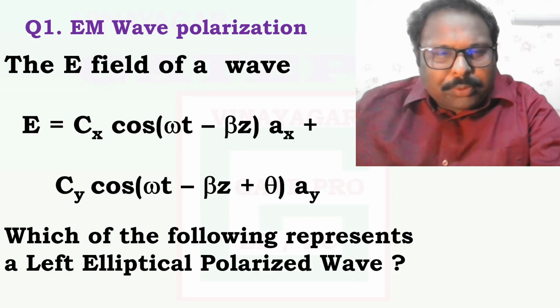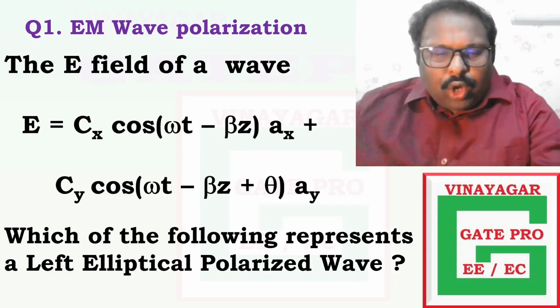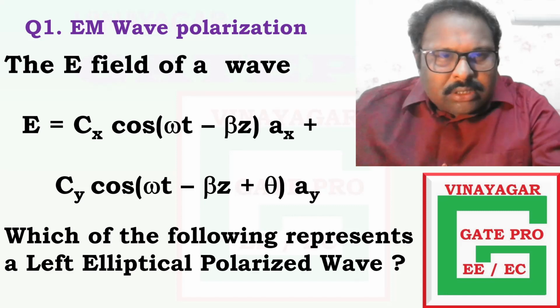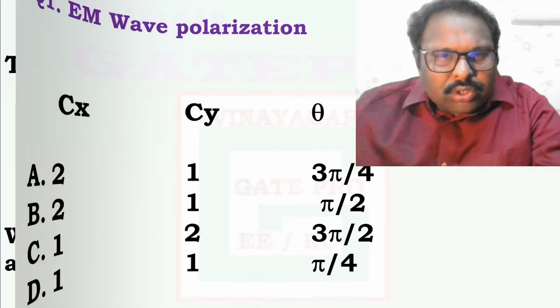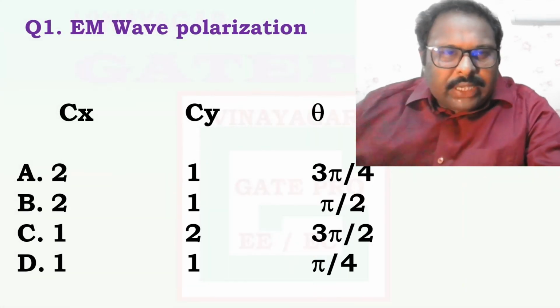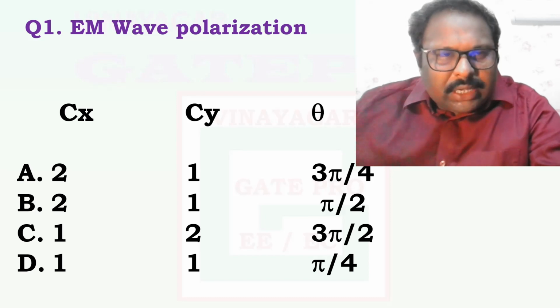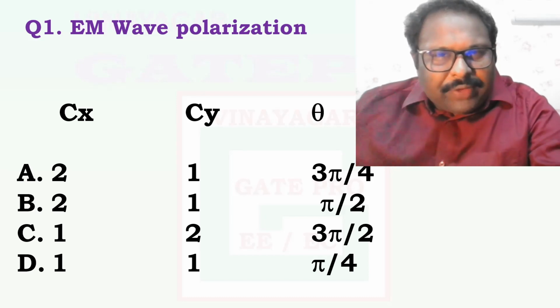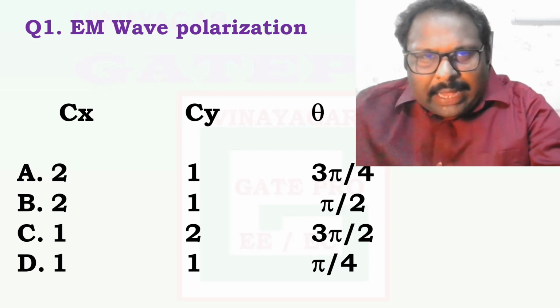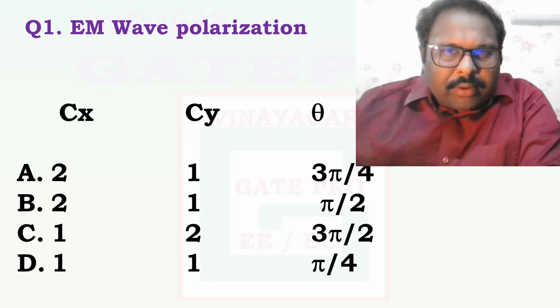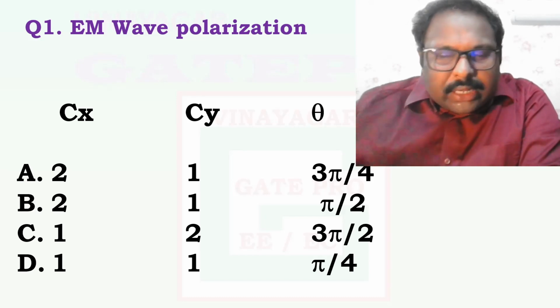So look at all the 4 options you got there. The 4 options are for different Cx, Cy and theta values. Amplitudes being unequal or equal, and theta values. Cx is 2, Cy is 1, Cx is 2, Cy is 1, and then phase is 3 pi by 4, pi by 2, 3 pi by 2, pi by 4. Especially the last option, some people confuse it to be circular. Equal amplitudes, but the phase is not 90. Phase is pi by 4. So that also has got a chance.